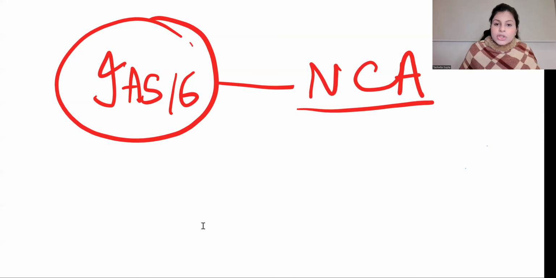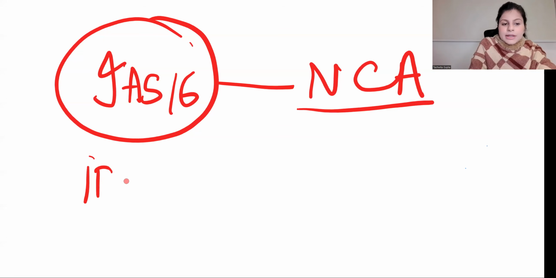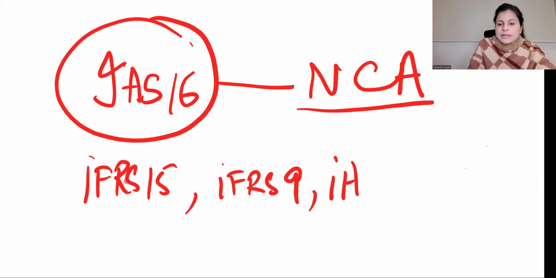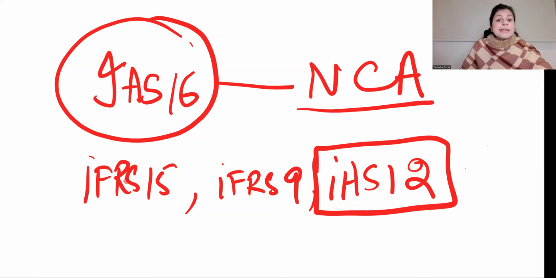And second most important is my IFRS 15. Okay, they are equally important. IFRS 15, IFRS 9, and IAS 12. Deferred tax. Where do I find deferred tax the most? I find it in single entity 20 marker question. And that is never, single entity is never there without deferred tax.